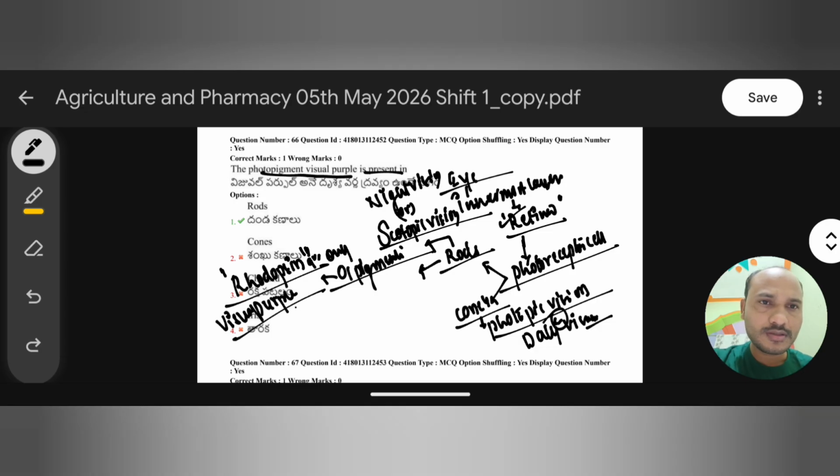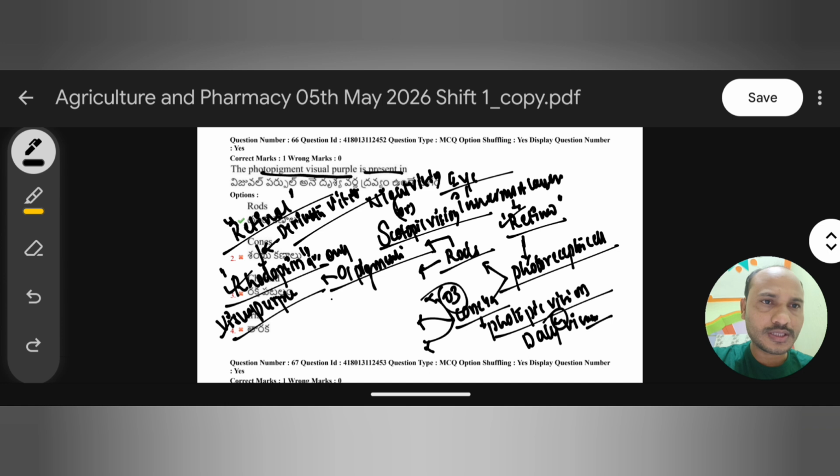And generally this rhodopsin pigment is a derivative of vitamin A. Important here, it is a derivative of vitamin A. So vitamin A is nothing but retinol. So rhodopsin is a derivative of retinol, and it is also known as visual purple pigment. Okay. Now coming to cones, generally cones have three different types of pigments.